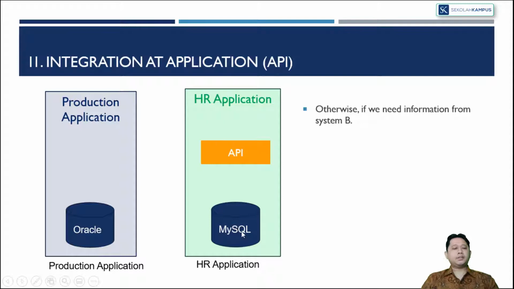Otherwise, if the protection application needs some information from the HR application, the HR application must provide an API here, and the flow is the same. As we can see, the API will read from the MySQL database, and it will be retrieved by the API deployed in the protection application. The API in the protection application will choose to only display the data or maybe save it in the Oracle database.